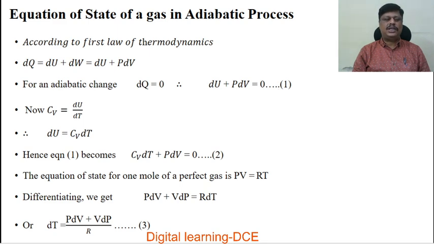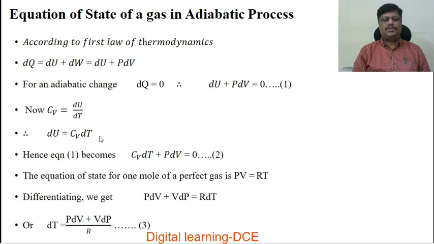And also we know that the specific heat at constant volume Cv is equal to dU by dT. Hence dU is equal to Cv dT. So the change in internal energy is equal to the specific heat at constant volume into the rise in temperature. So here Cv is equal to dU by dT, or dU is equal to Cv dT. Substitute the value of dU in equation 1, where we have dU plus P dV is equal to 0.